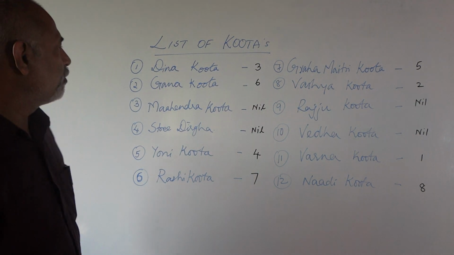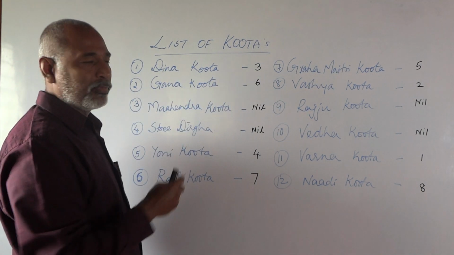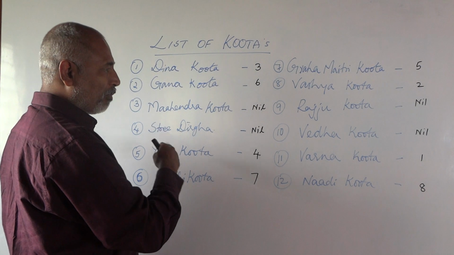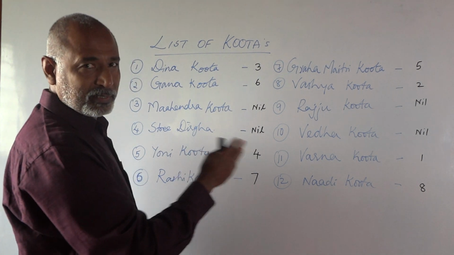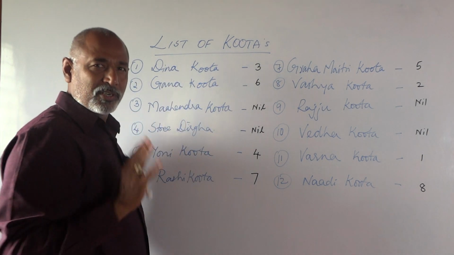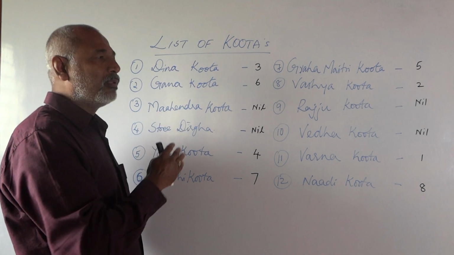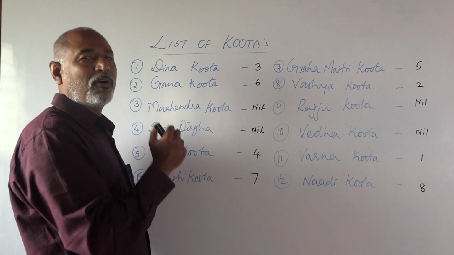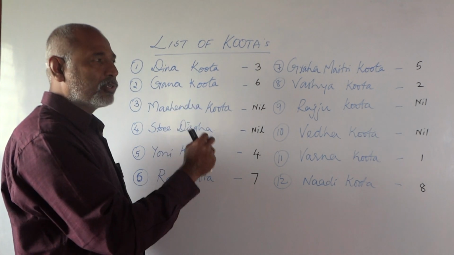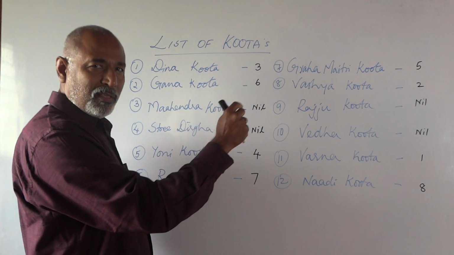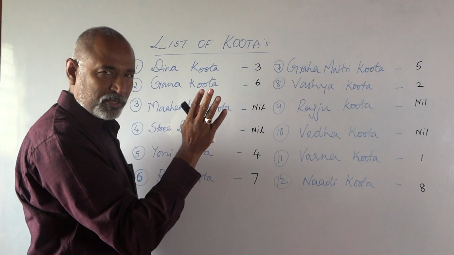So the first Koota is Dina Koota, and it gets 3 points. This Koota, that is the matching between charts, happens between the boy's chart and the girl's chart. Traditionally, this Koota happens between the nakshatra position of the moon in the girl's chart and the nakshatra position of the moon in the boy's chart. So, Dina Koota gets 3 points if everything is fine.